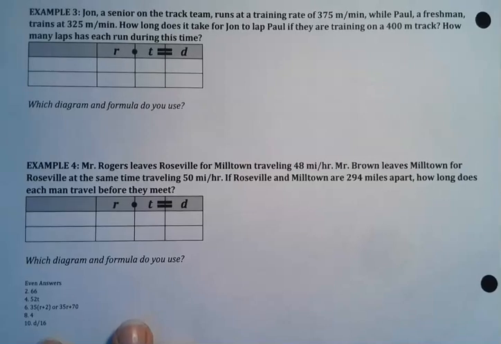Okay, so example 3. John, a senior on the track team, runs at a training rate of 375 meters per minute, while Paul, a freshman, trains at 325 meters per minute. How long does it take for John to lap Paul if they are training on a 400-meter track? Would it be the same distance? What do you think, same distance?